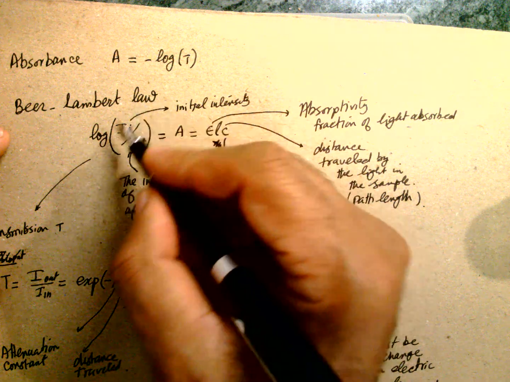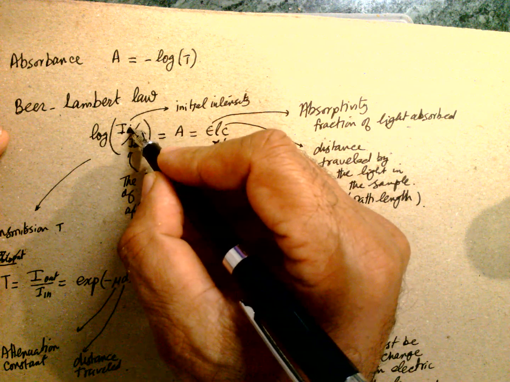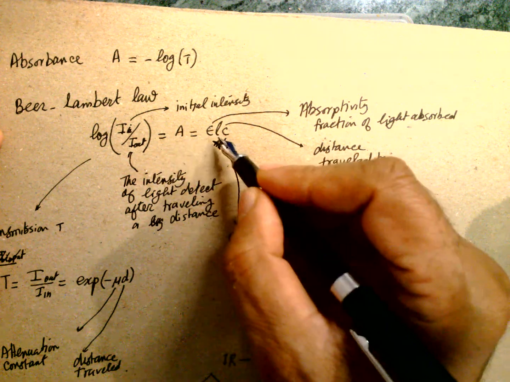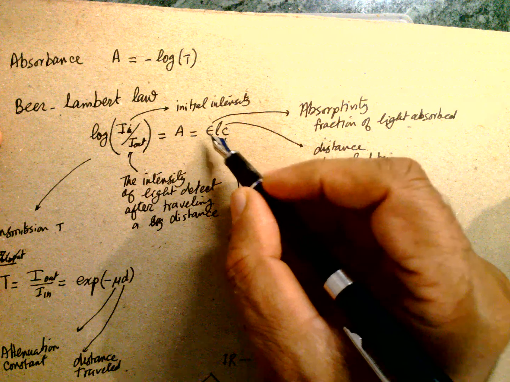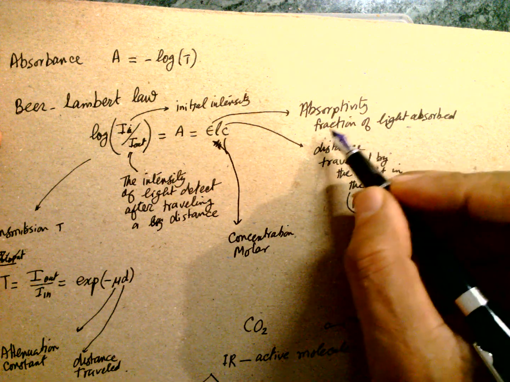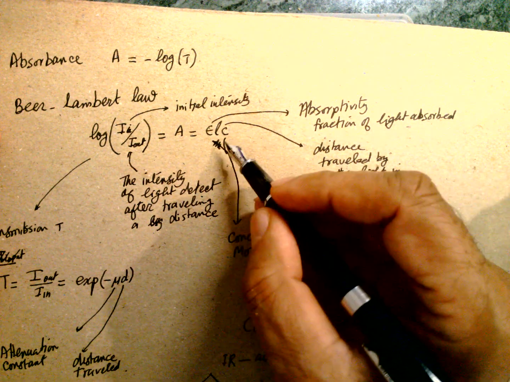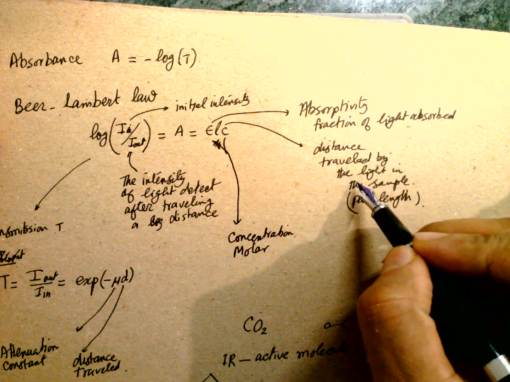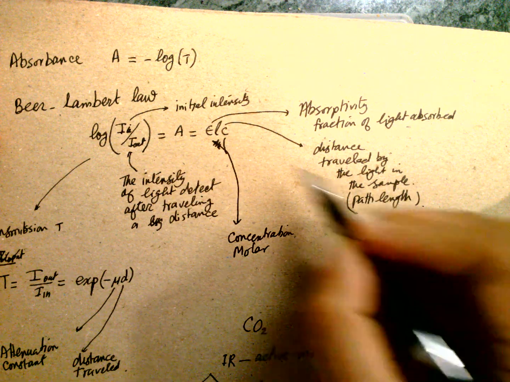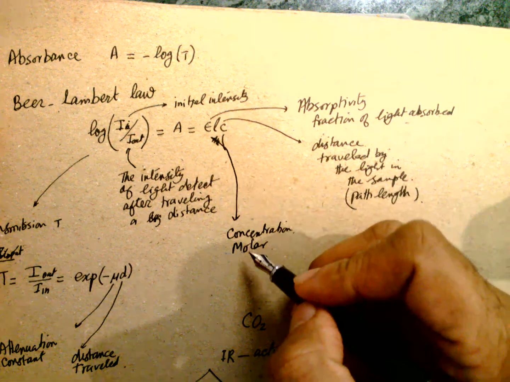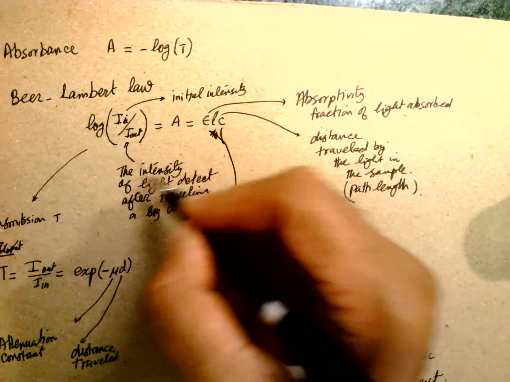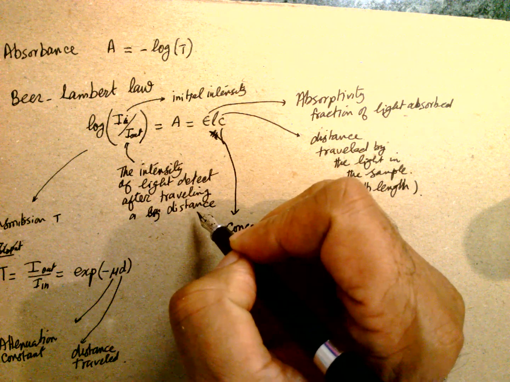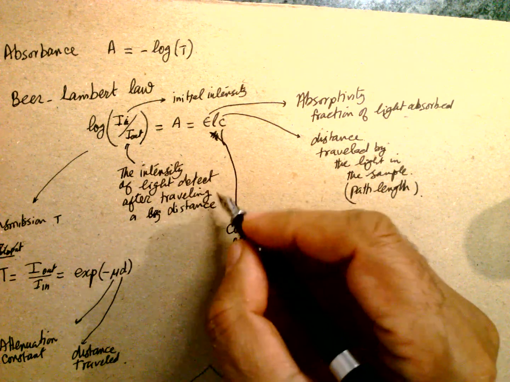So, the Beer-Lambert law: the log of initial intensity over the intensity out is equal to the absorbance. It is equal to epsilon, which is the absorptivity, the fraction of light which is absorbed in the sample. L is the distance traveled by the light in the sample, the path length. And C is the molar concentration. So this is the intensity of the light detected after traveling the distance L.